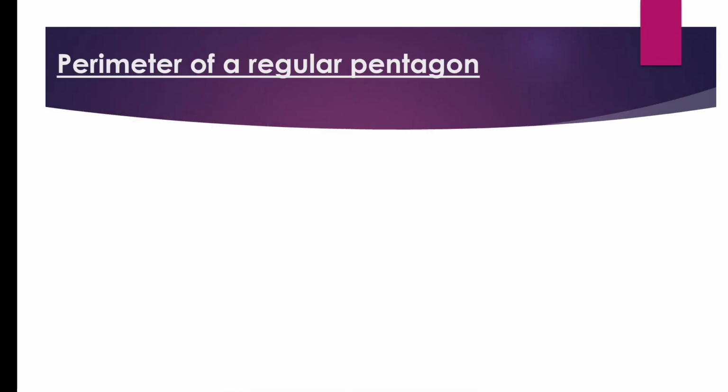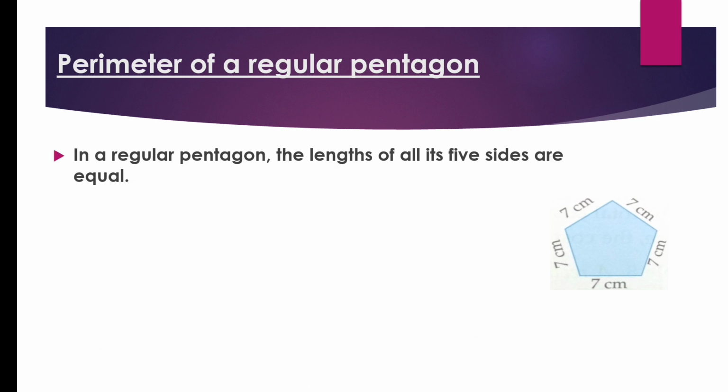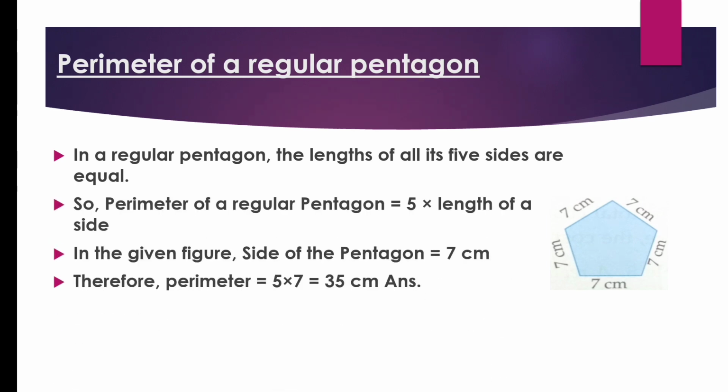Now perimeter of a regular pentagon. You can see a pentagon here. Pentagon has 5 sides. In a regular pentagon, the length of all its 5 sides are equal. So the perimeter of a regular pentagon is equal to 5 into length of a side. Now in this given figure, side of the pentagon is equal to 7 centimeter. Therefore perimeter is equal to 5 multiplied by 7, that is equal to 35 centimeter.